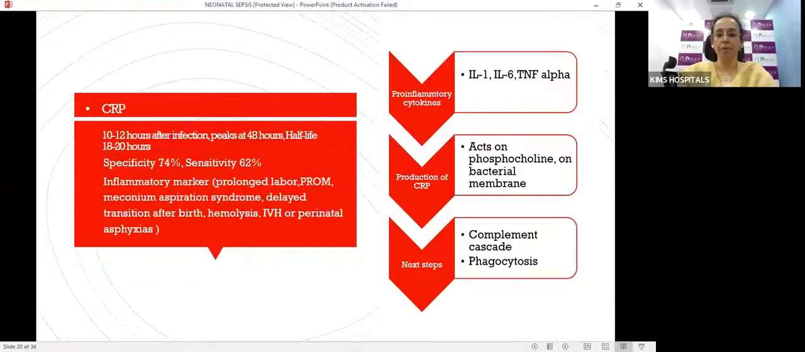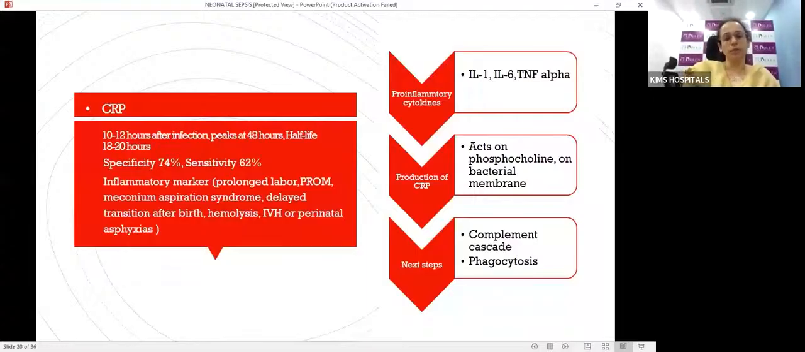CRP. What is C-reactive protein? C-reactive protein is an acute phase protein. After any bacterial infection or inflammatory trigger, the pro-inflammatory cytokines like IL-1, IL-6 and TNF-alpha stimulate the production of CRP, which goes and acts on the phosphocholine on the bacterial membrane, and thereby it stimulates the further complement cascade and phagocytosis. So that is the role of the CRP, which we use in everyday practice.